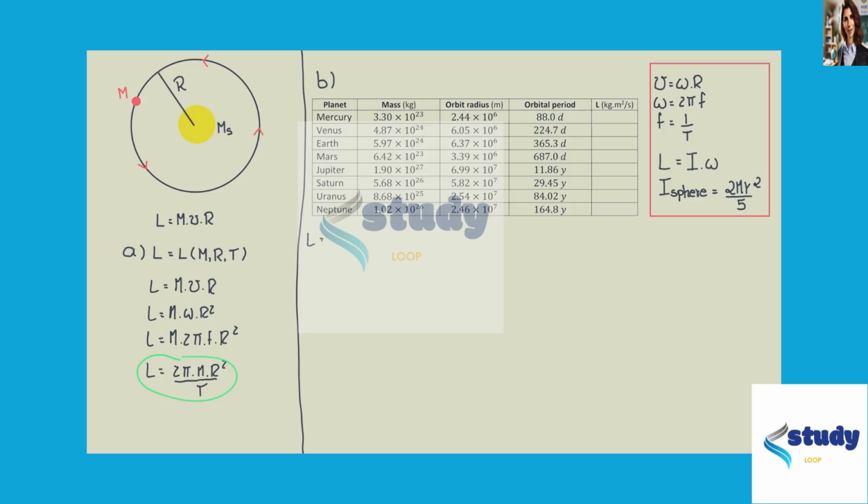The angular momentum L is equal to 2 times pi times the mass of Mercury, which is already in kilograms. So we have 3.30 times 10 to the 23 times the radius of the orbit squared. The radius of the orbit is already in meters, so we just have to plug it in here. Then 2.44 times 10 to the 6th, squared, divided by the period of that orbit. The period is in days, it's not in seconds, so we have to convert when plugging in.